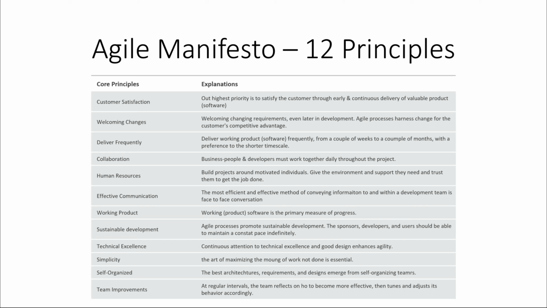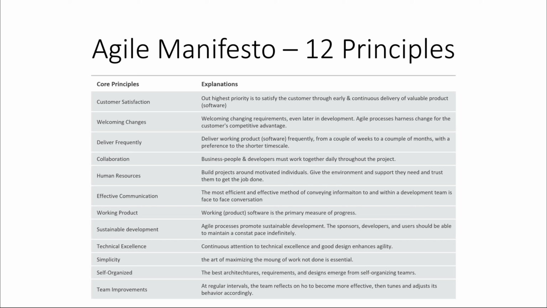Build projects around motivated individuals. Give them the environment and the support they need, and trust them to get the job done. The most efficient and effective method of conveying information to and within a development team is face-to-face conversation. Working product or software is the primary measure of progress. Agile processes promote sustainable development. The sponsors, developers, and users should be able to maintain a constant pace indefinitely.